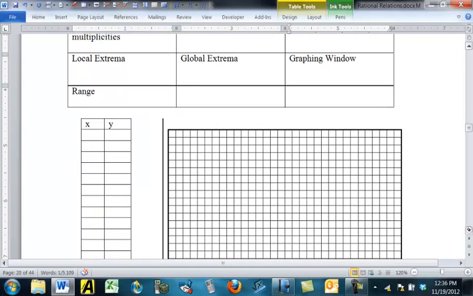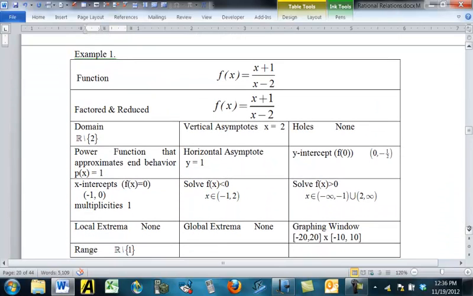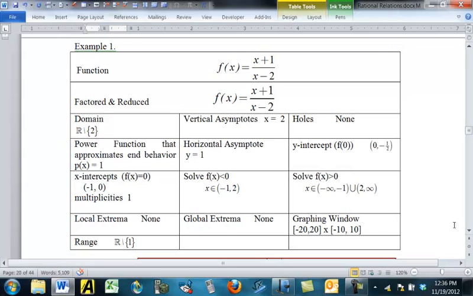You can fill out some x and y coordinates here, and you can sketch a graph. So let me work out a few examples. These examples show you some interesting things that can happen. So let's start with an easier example.